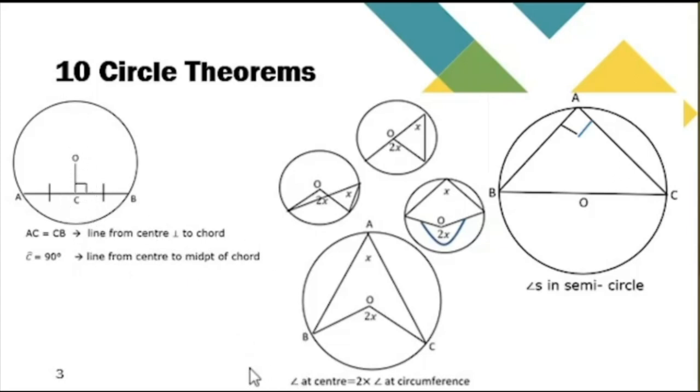Our second one is that the angle at the center of a circle is 2 times the angle at the circumference, which means if I have the center of a circle, like angle BOC, and that is 2x, then angle BAC will be x. Please make sure you know all 4 versions of this one, where your angle at the center is twice the size of the angle on your circumference. Our third theorem is that the angle in a semicircle is 90 degrees. So if I have BOC as my diameter, the angle formed on the circumference will be a 90 degree angle.